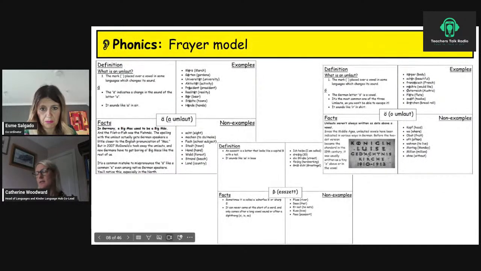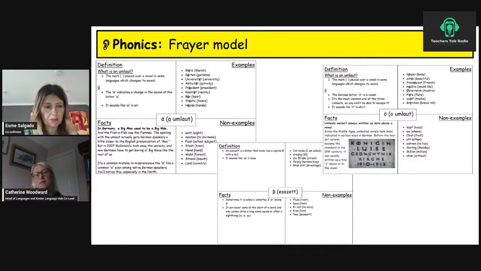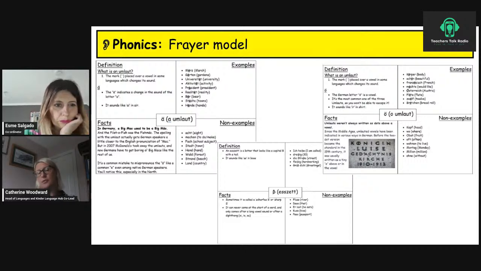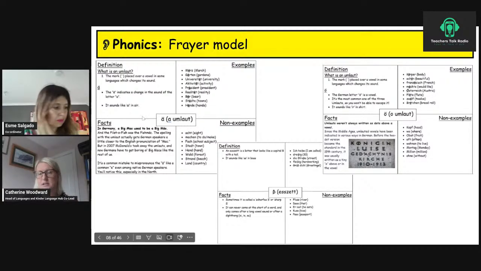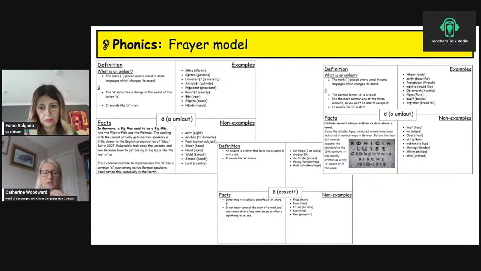I was at the teacher meet last year in Manchester, and I heard Isabel Jones talking about the Frayer model to introduce phonemes. So we've done this year as well. So we've got the definition of what these different phonemes might be, sort of the A umlaut, the O umlaut, the S set, which are completely different than English. And then we have examples of that, and we also have non-examples of that. So what do those examples look like? What are they absolutely not? And we try and give some fun facts as well. So we talk about the big mech. So they used to have that as well. So it's just a nice way of introducing the phonics and consolidating them.